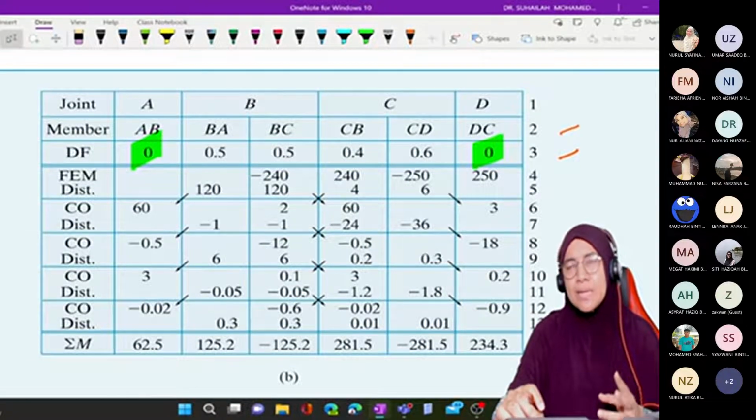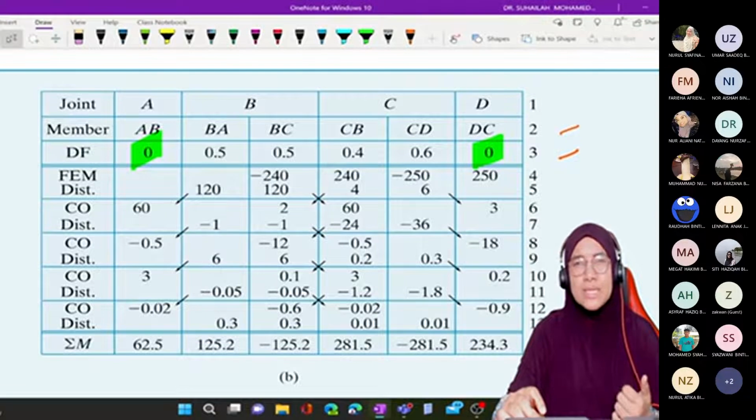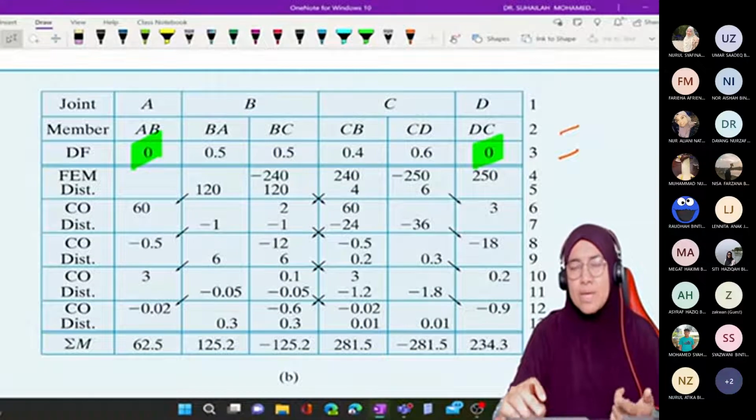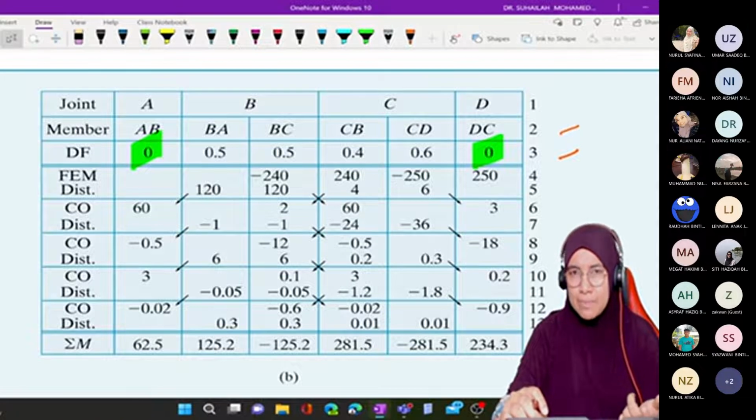And for fixed end moment there are two types. One is due to external loading, another one is due to delta. In a beam, normally the delta refers to support settlement. In a frame, normally the delta refers to side sway.